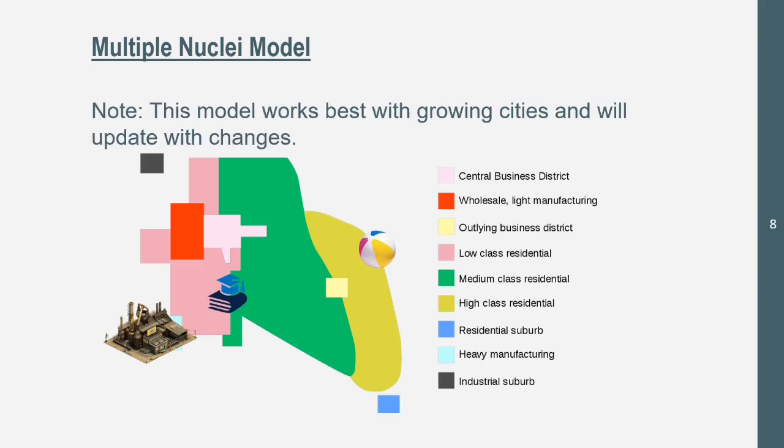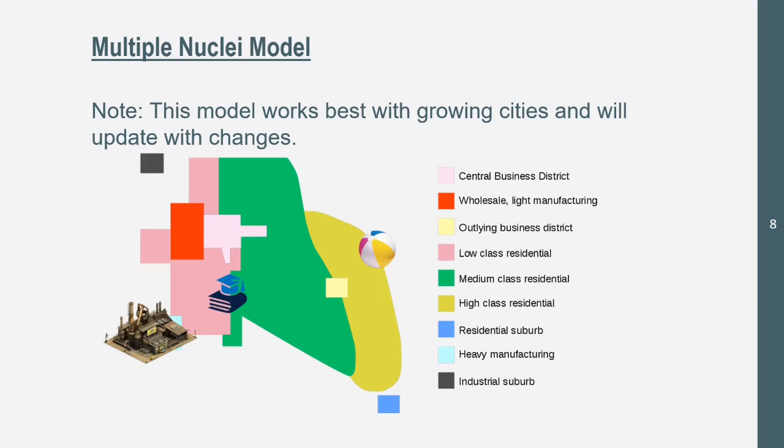And this model also works best with growing cities, and it's going to update with changes of the city. So it's not going to look like this forever. It's not going to look like this for every single city. However, it's going to look like this for North American cities because it is a North American model. However, it will work best with growing cities, and it will update over time.